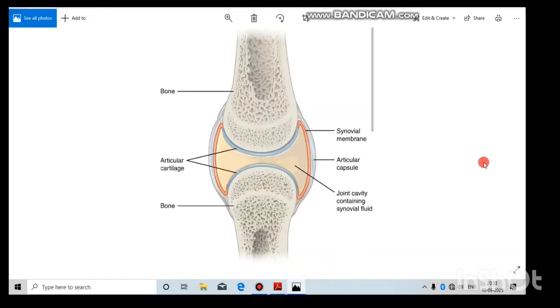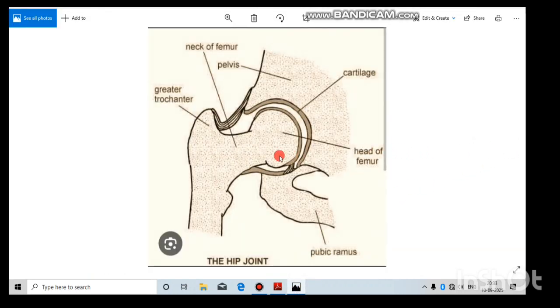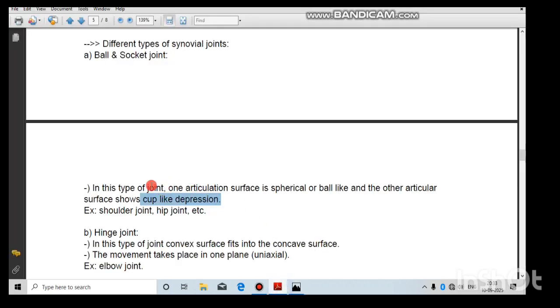Students, see here in this image, it will be more meaningful for you. There is one bone and here there is a second bone. The first bone has a spherical, ball like articulating surface. The second bone has a cup like surface, a cup like depression. These two bones come together to form a joint. In our body we have several ball and socket joints. The very best examples are the shoulder joint and hip joint.